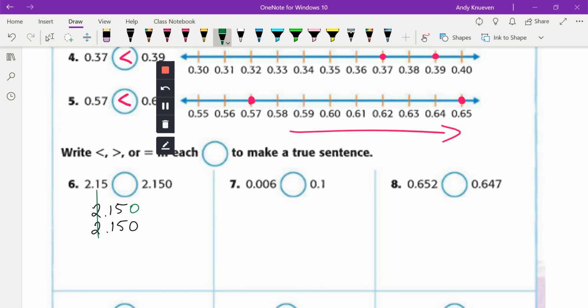Now, we need to annex a 0, and now I can compare. The 2's are all the same. That doesn't help me answer which one is greater. The 1's are the same, the 5's are the same, and I even annexed a 0, and those are the same. So that should give you a clear indicator that these are equivalent decimals. They are the same.